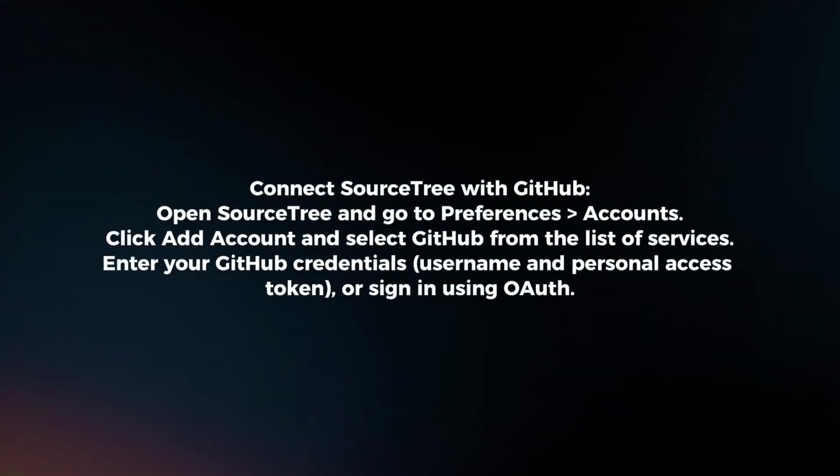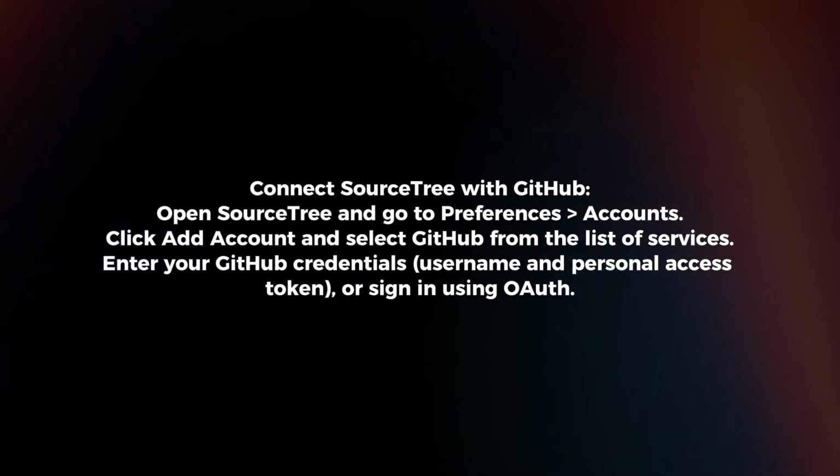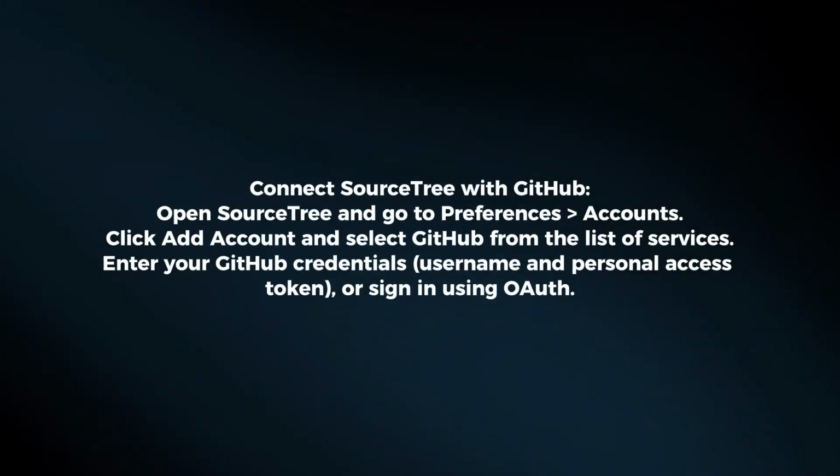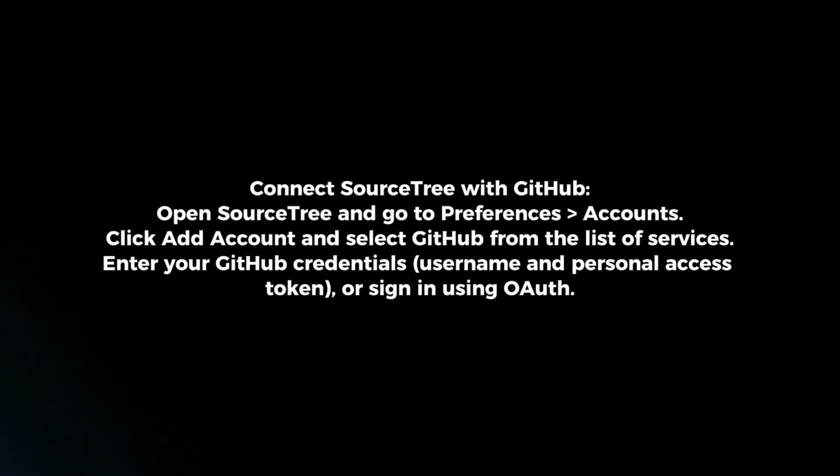Connect SourceTree with GitHub. Open SourceTree and go to Preferences, Accounts. Click Add Account and select GitHub from the list of services. Enter your GitHub credentials or sign in using OAuth.